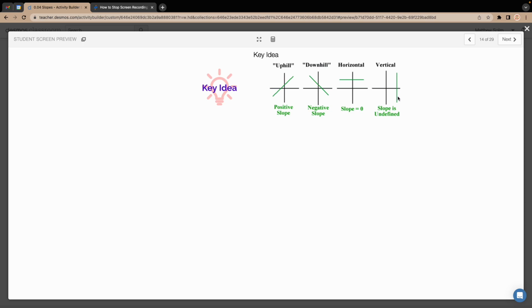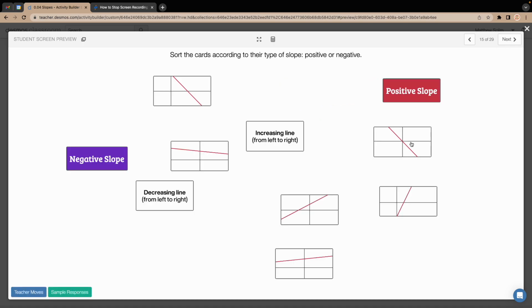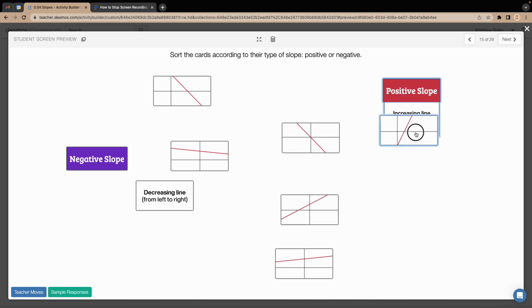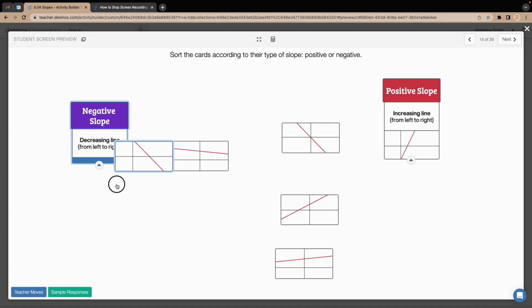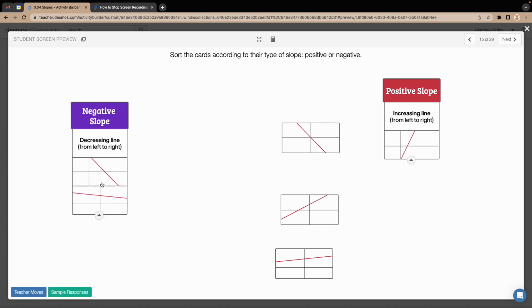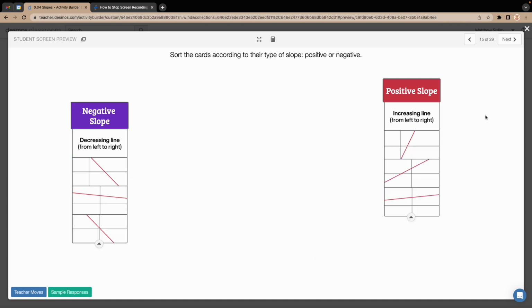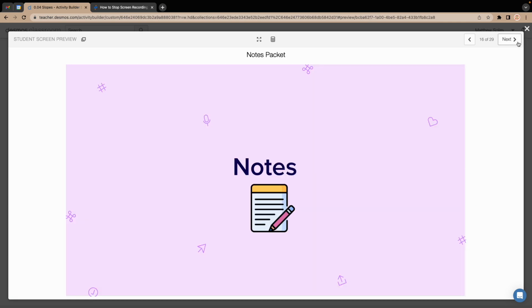But you can't walk on this line, so that is when slope is undefined. A couple big ideas we talked about in the beginning, really quick, just to show you. A positive slope is going to increase as we go left to right. An example would be this line. Negative slope would be decreasing left to right, for example, this one. This one's decreasing.